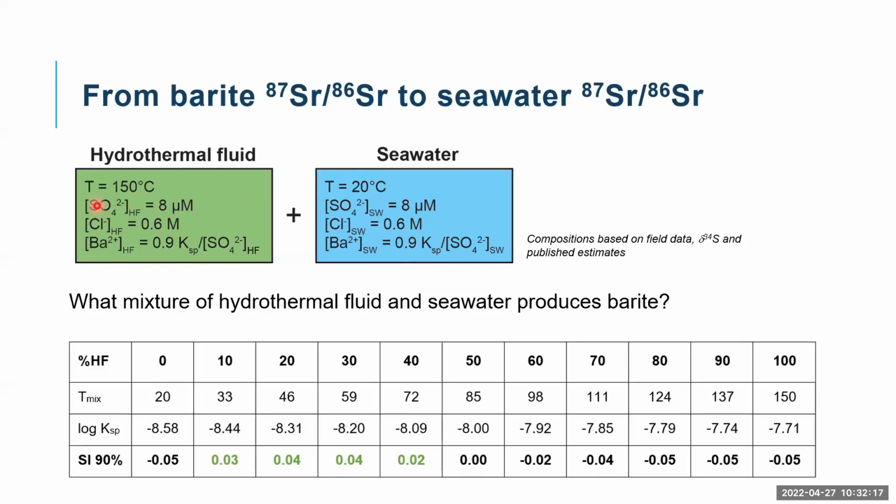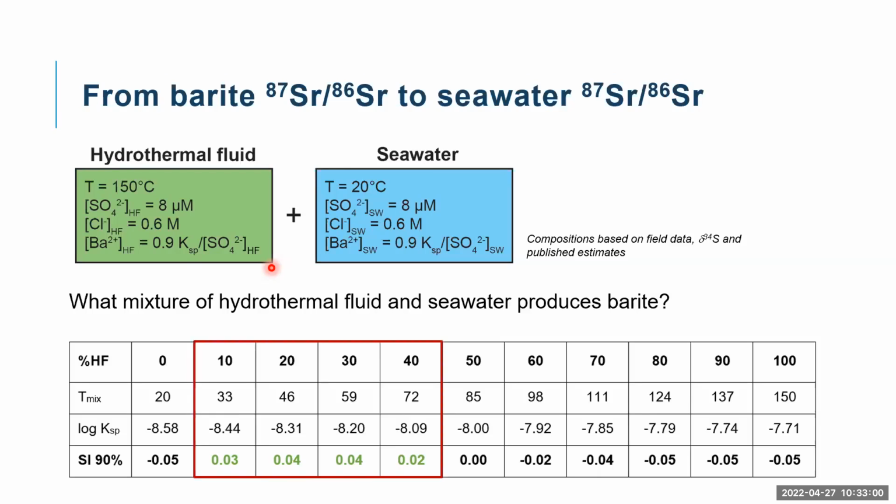So these compositions are based on estimates from literature, and then we have to make some assumptions about barium concentrations, because this is something that's really poorly known. So we assume that the barium concentrations in the fluids and seawater are at about 90% of barite solubility concentrations. This is, of course, the least constrained part of our model, but we did notice that with much lower barium concentrations, we just can't really get barite to precipitate, because sulfate concentrations are so low. So we do need a fair bit of barium dissolved in our fluids.